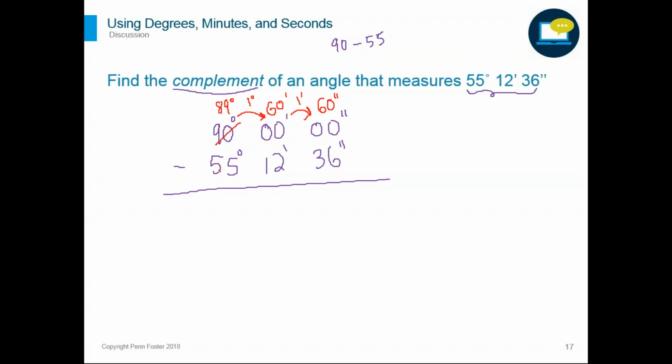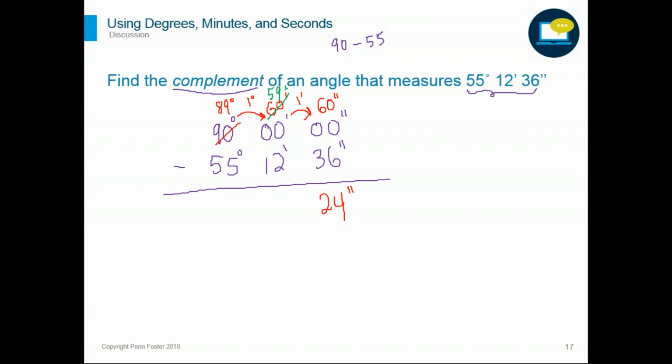60 minus 36 will give you 24 seconds. 60 minus 12, and this, by the way, we need to do the borrowing here, so that is 59 minutes because it gave 1 minute to the seconds column, so that is no longer 60, so that is 59 now.